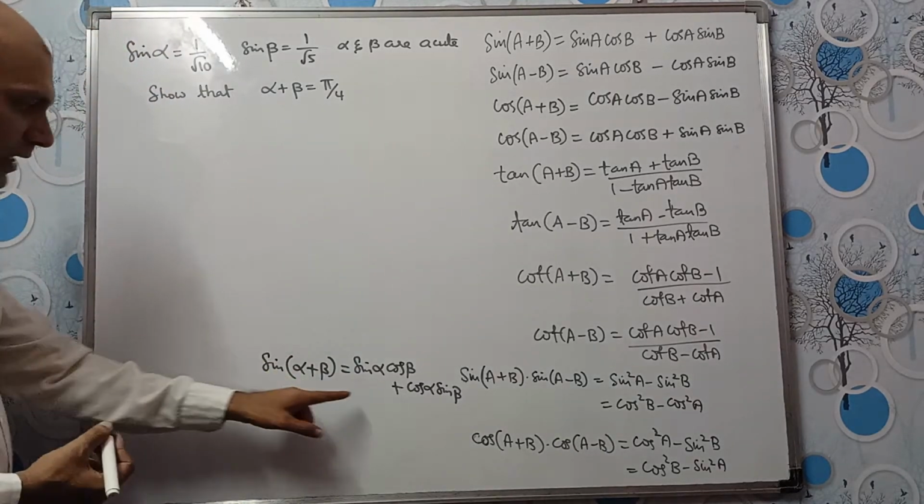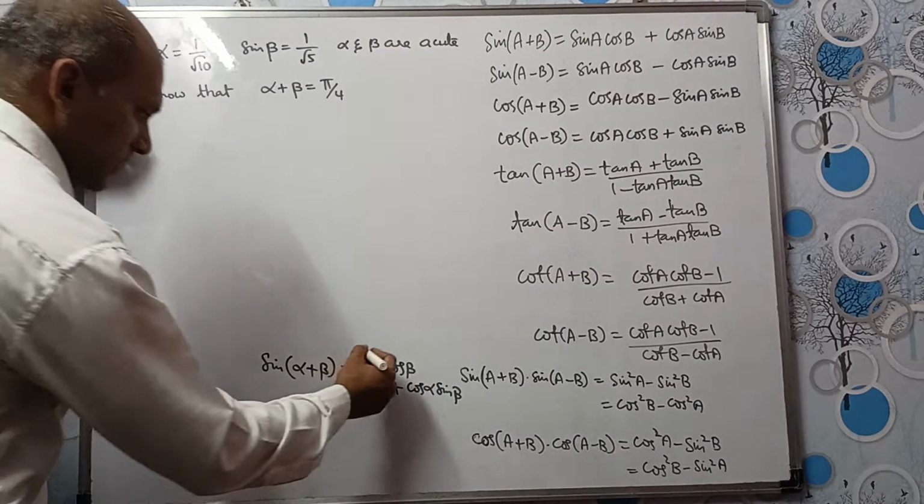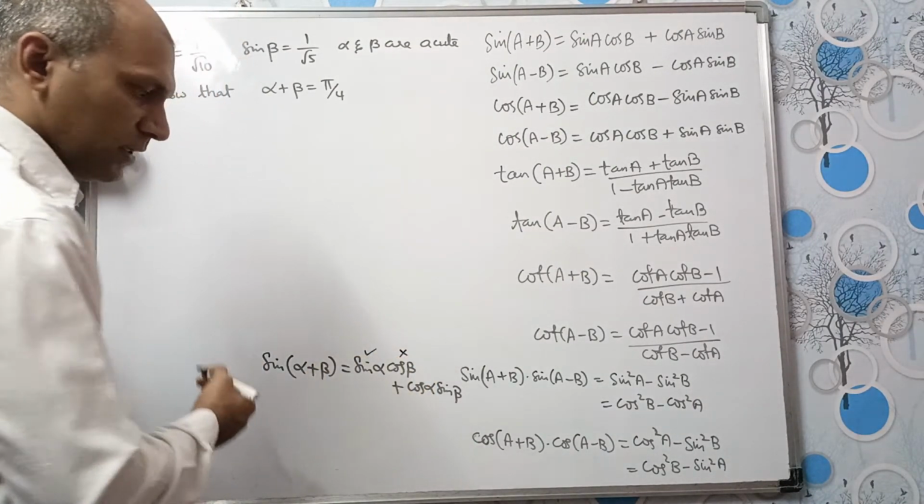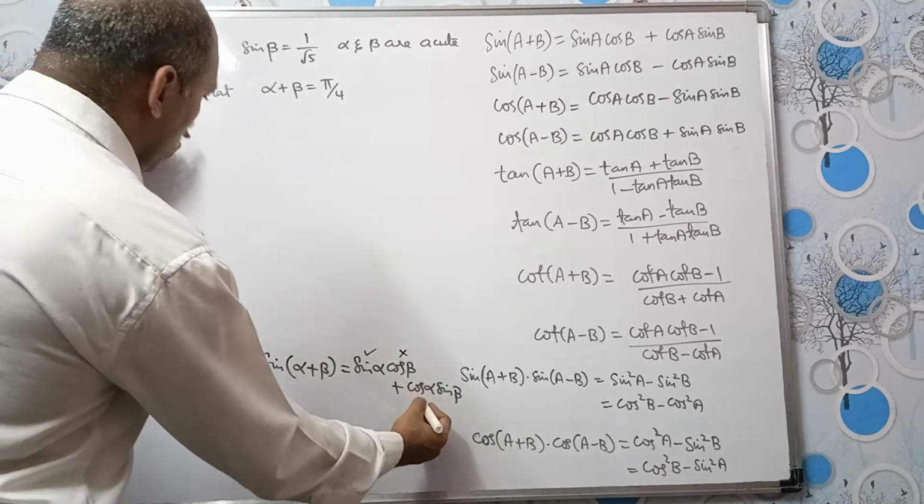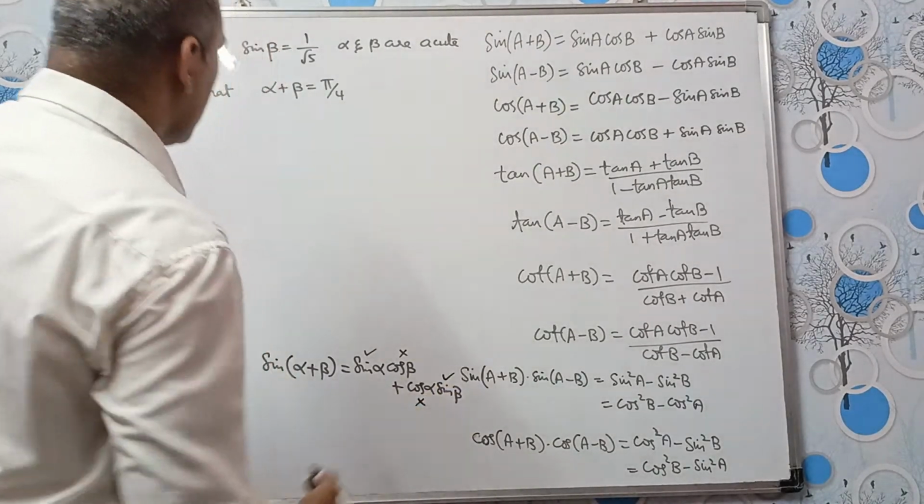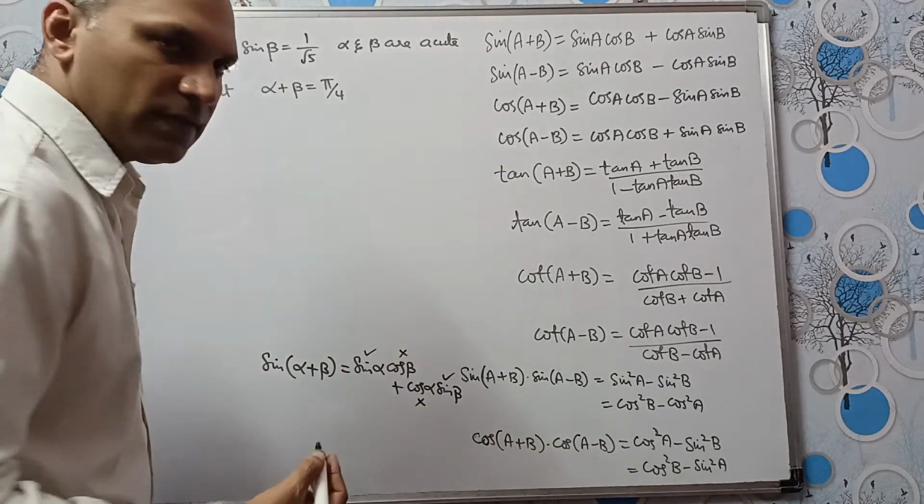Okay, so to find that, we need sin alpha. Okay, sin alpha is there. We need cos beta. Cos beta is not there. Let us find cos beta. We need cos alpha also. Cos alpha is not there. Let us find cos alpha. Sin beta is given. Okay. Sine alpha is given. Can we find cos alpha? Yes.